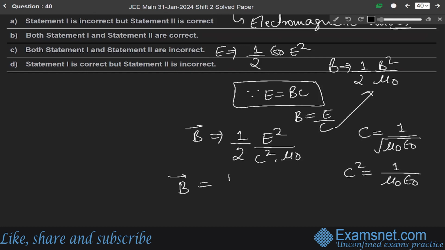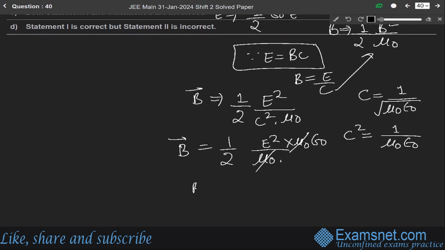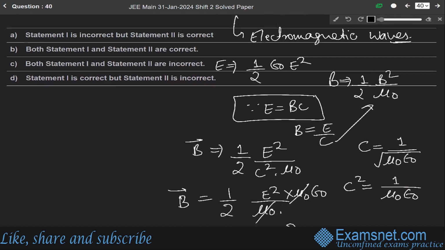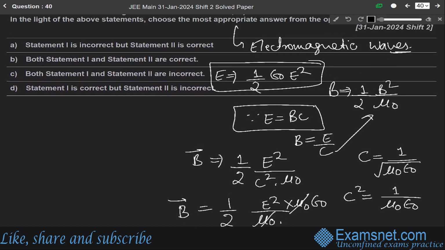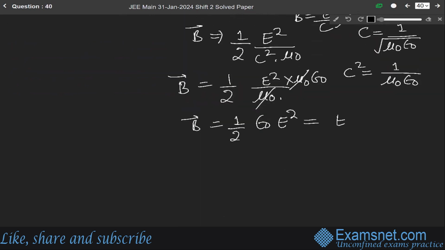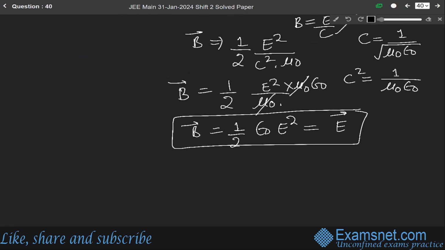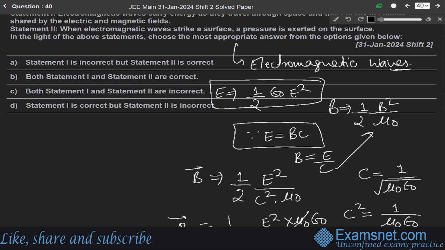So the magnetic energy will become 1 by 2 E square over mu naught into C square. C square means mu naught into epsilon naught. So mu naught cancels. So we get 1 by 2 epsilon naught E square, which is same as the electric field energy 1 by 2 epsilon naught E square. Means statement 1 is correct. Means they share same energy. And statement 2 is when electromagnetic waves strike a surface, a pressure is exerted on it. This is a very true statement. Okay. So from this, the option B is correct. Both statement 1 and statement 2 are correct.